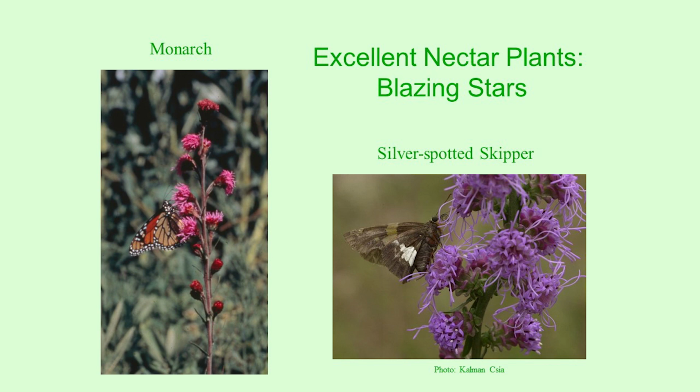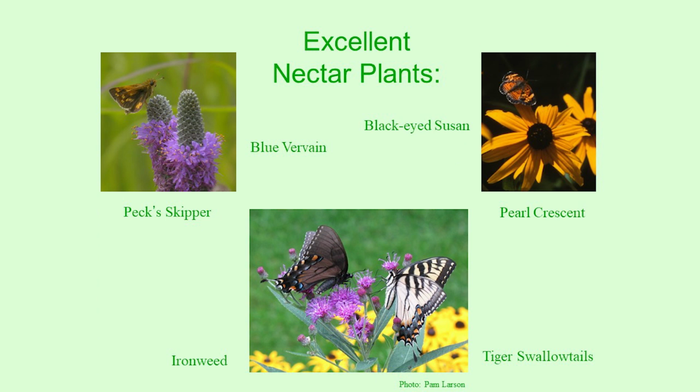Blazing stars, again, are very good midsummer flower nectar sources. Here with the monarch and silver-spotted skipper. Blue vervain, another one of those skippers. Black-eyed Susan. And ironweed is really a very good nectar plant. And in this case, I mentioned earlier, these are the two tiger swallowtails, whereas the right one, it's either a male or female, but the one on the left has to be a female tiger swallowtail.